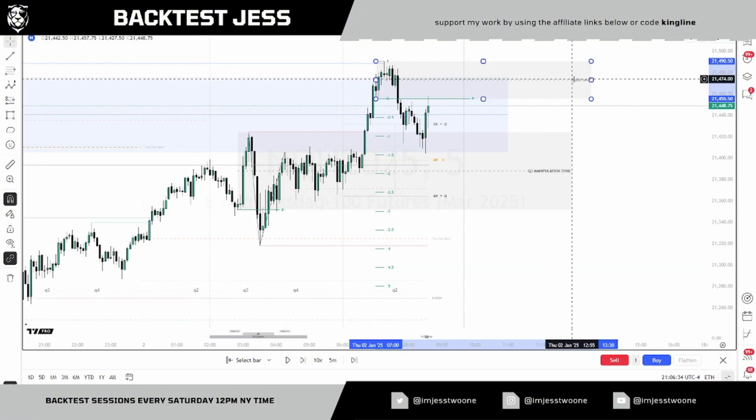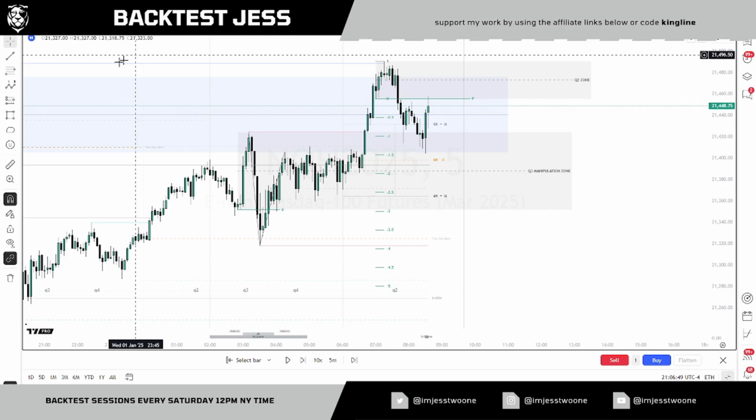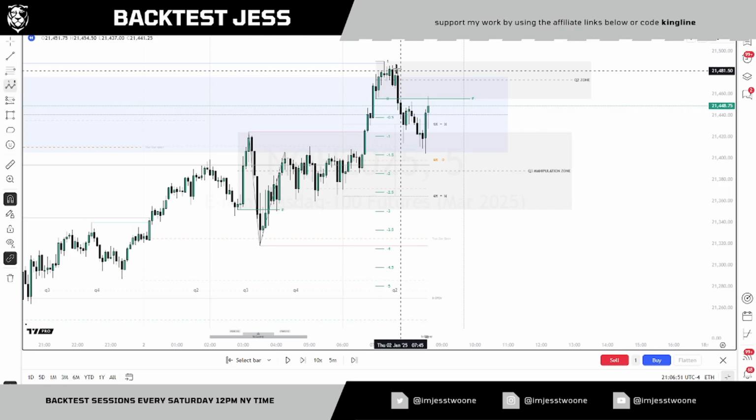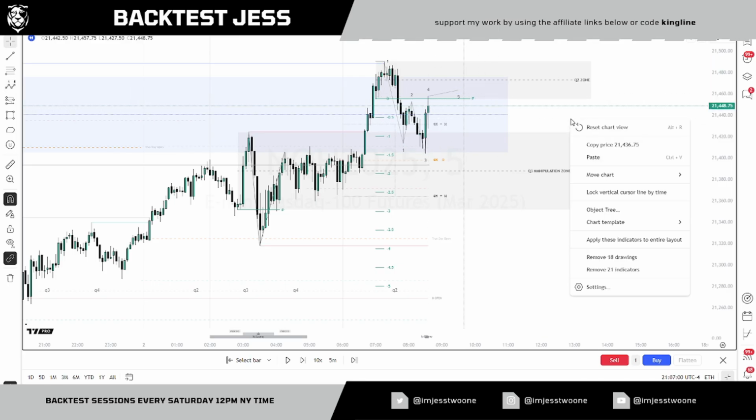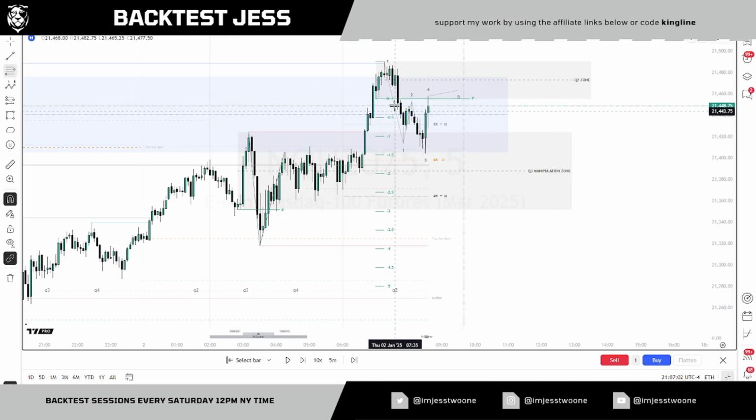So far this is our zone, for example. Q2 manipulation. I'm just going to put Q2 zone. We know it's a manipulation. All right, Q2 zone, and then this would be our 1, breaking structure here, 2, 3, and then returning to the zone, 4 and a 5, right? Now our OTE would be 1 to 3.